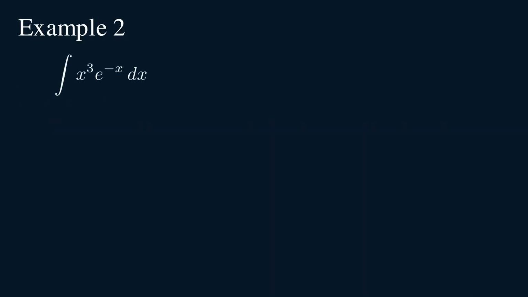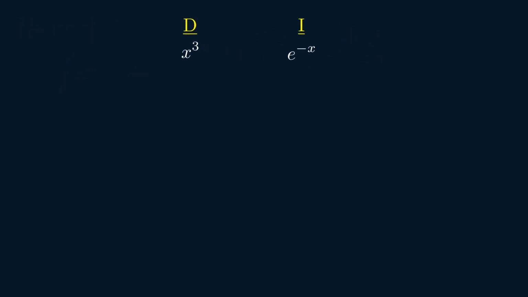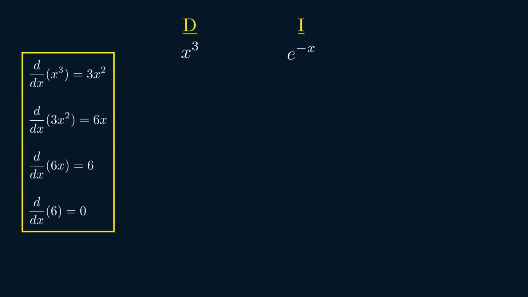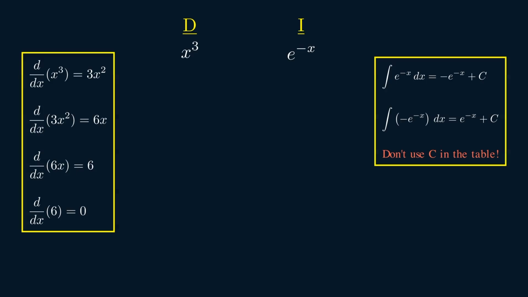Now, let's integrate x cubed times e to the negative x. Using the LIATE rule, we place the algebraic function x cubed in the first column, and the exponential function e to the negative x in the second column. Note that x cubed becomes 0 after differentiating 4 times. And we can integrate e to the negative x as many times as needed. So, we will go through 4 rounds of integration by parts, differentiating x cubed 4 times and integrating e to the negative x 4 times.